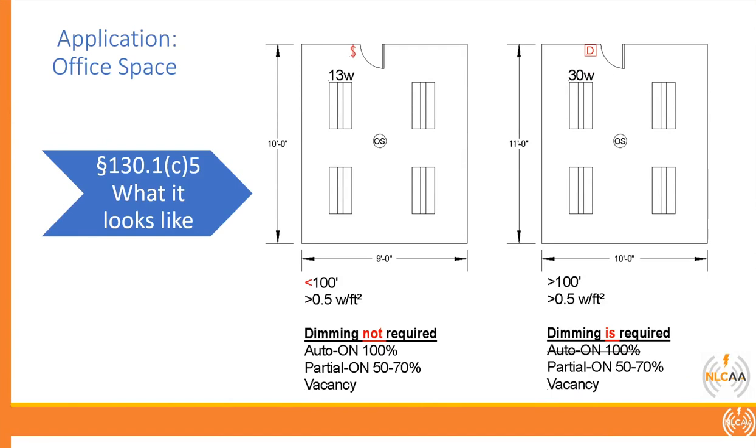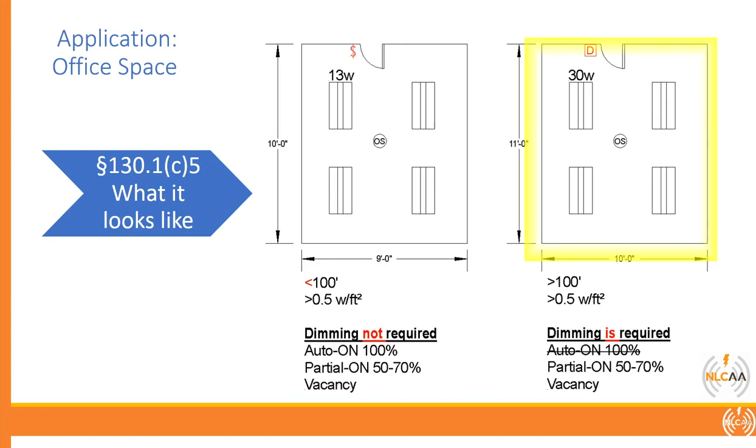Okay, so let's apply what we've learned and go through a couple examples to see what the minimum requirements are. Okay, so both of these spaces are offices. Let's work on the one on the left. We have an office space that's under 100 square foot, but we are over 0.5 watts per square foot. So we did not trigger the multi-level lighting control requirement, section 130.1b. So we know that because we have not triggered multi-level lighting controls, then we have 3 different modes of operation for our occupancy sensor. That's your auto on at full on and full auto off. You could do partial on, full automatic off, and then vacancy mode, which is your manual on, automatic off.